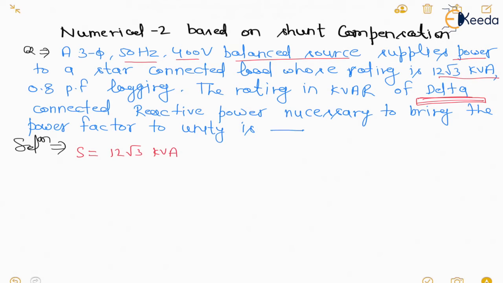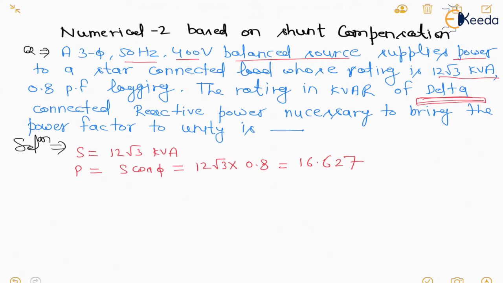Now we need to find the value of P. P will be equal to S cos phi. If you calculate that, it will be 12 root 3 into 0.8, and that will be equal to 16.627. So the P value we have calculated is 16.627. Now we are going to calculate the value of Q.